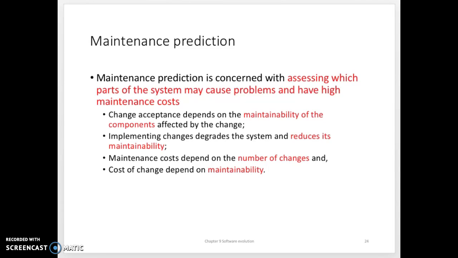Then maintenance should be predicted, and the prediction is concerned with assessing which part of the system may cause problems and have high maintenance cost, especially for business change. We can predict, based on the business environment and business change, what changes we should make, or what maintenance should take place on the system we are using.